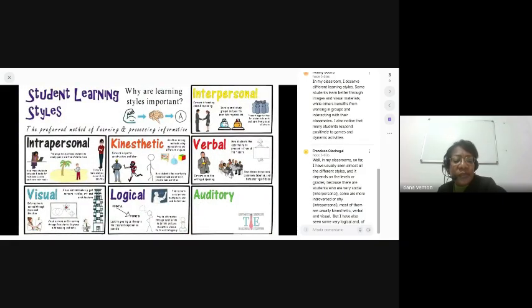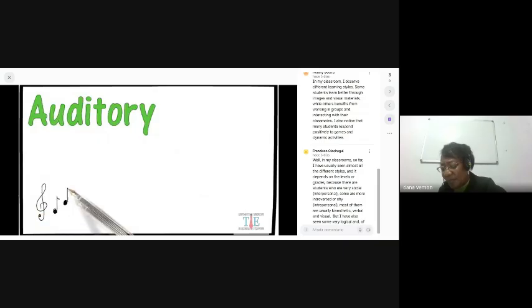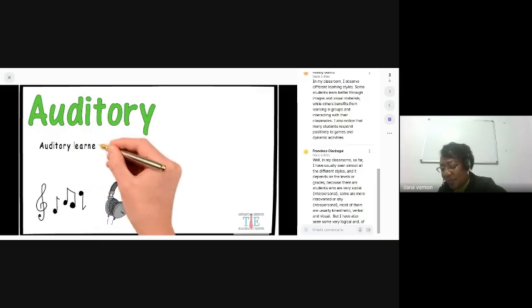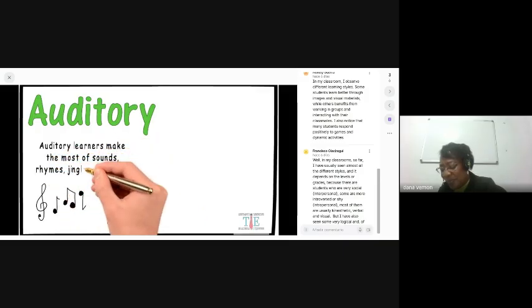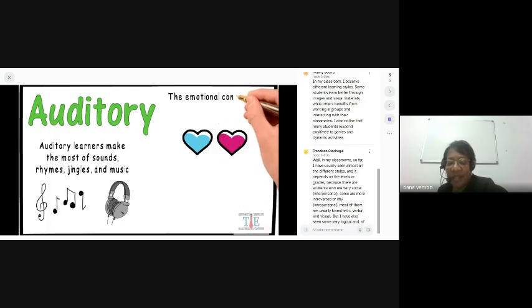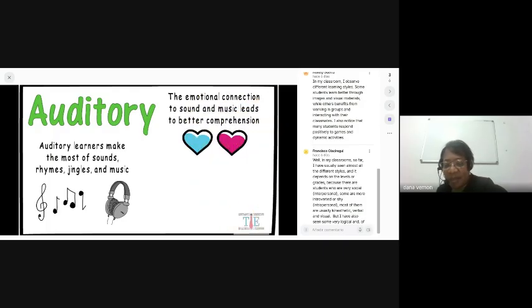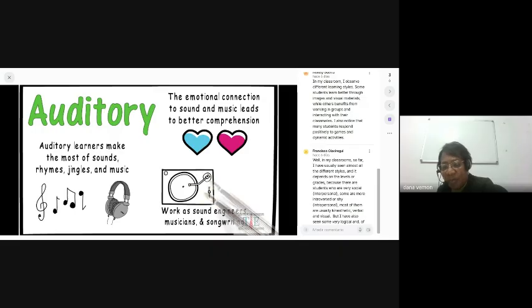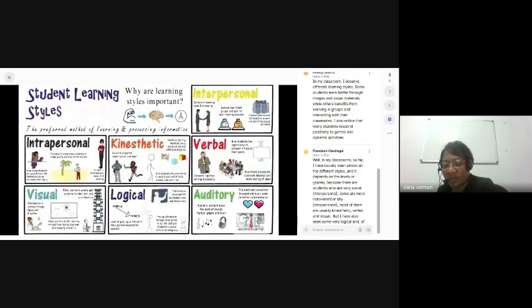And the last learning style is auditory. Auditory learners are sometimes called oral learners or even musical learners. These types of students make the most of sound, rhyme, jingles, and music. Now, anyone who loves music understands that music at its best creates an emotional connection. The emotional connection to sound and music leads to better comprehension. Auditory learners often find work as sound engineers, musicians, and even songwriters. This is the last learning style on the list, but definitely not the least important. Each learning style is important to the individual.